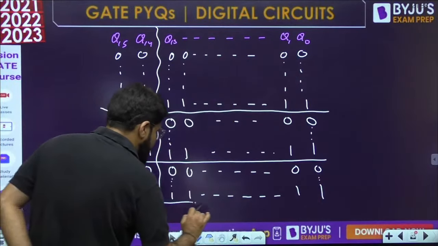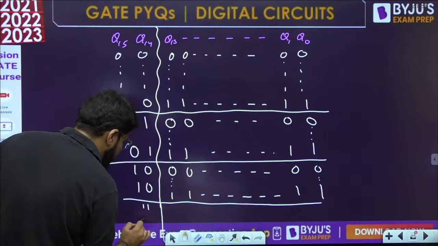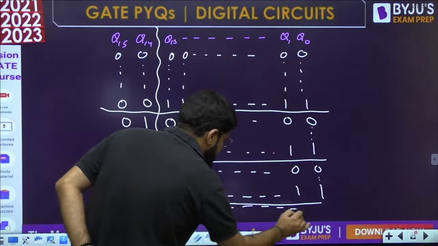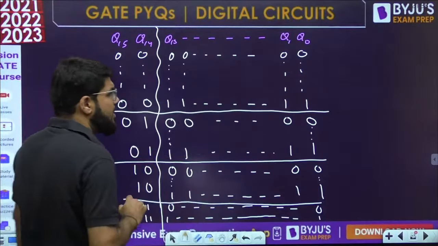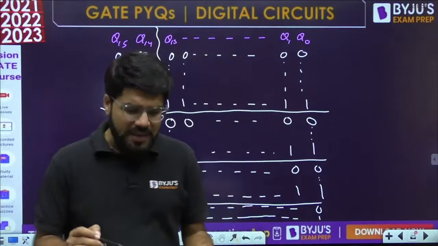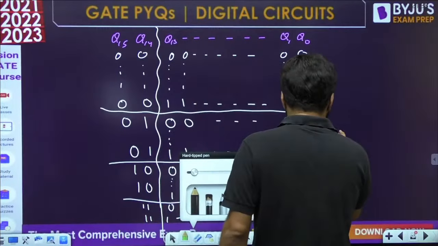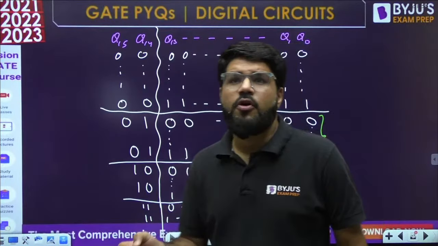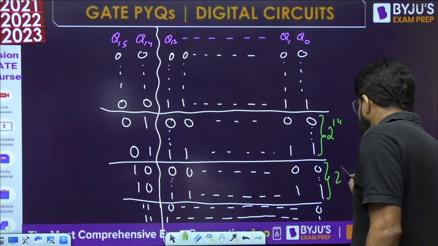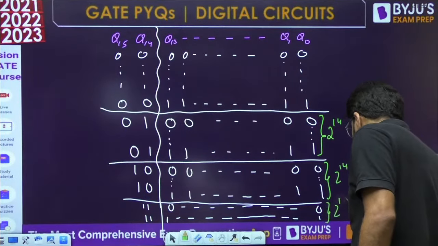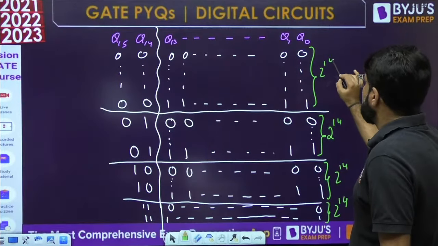And similarly, last but not the least, the MSBs will become 11. Still, you will complete this case from 0 up to all 1s. How many counts? These are 14 bits, so all possible counts of 14 bits are 2 power 14. Even this will be 2 power 14, and even this will be 2 power 14.